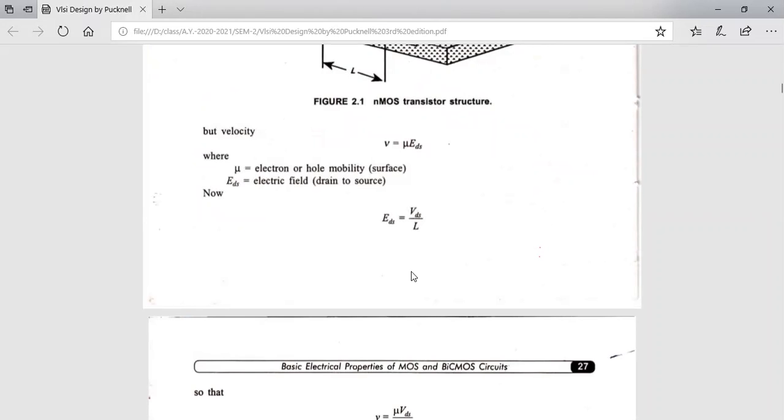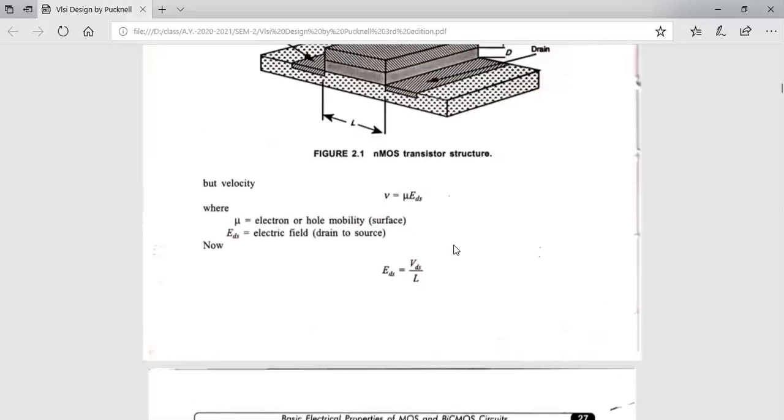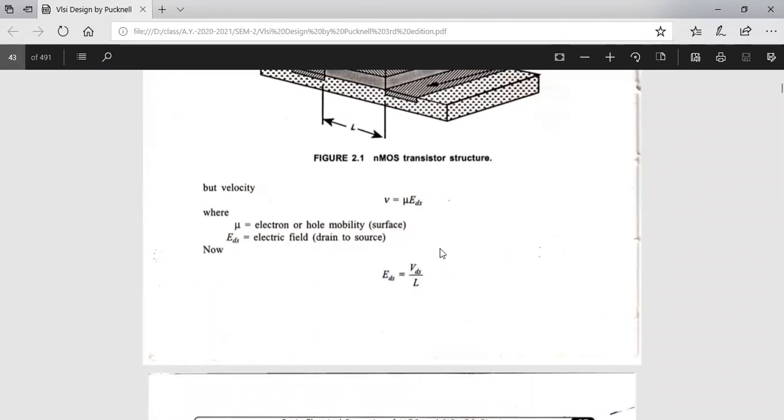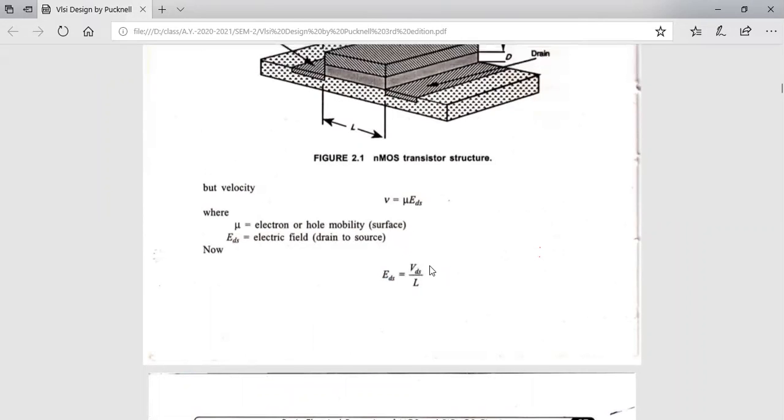We have to divide it with the total length. This voltage divided by this length gives the electric field strength. The electric field is formed due to the voltage between the drain and the source, that is VDS, divided by the total length L. So we can get the electric field at a particular point.